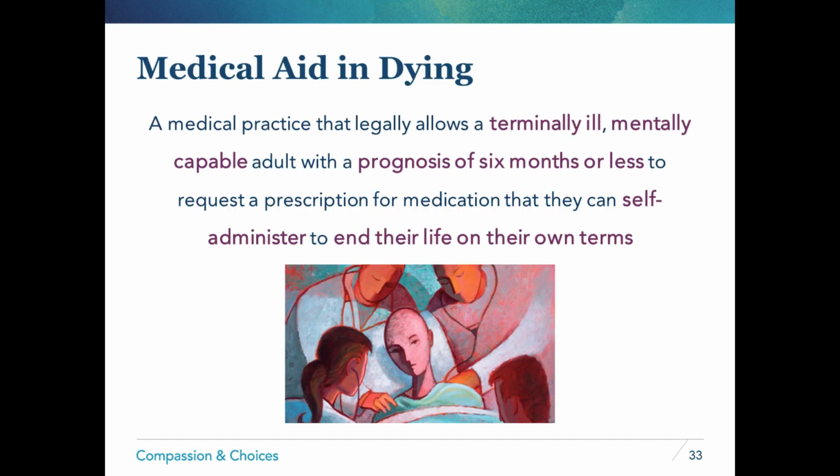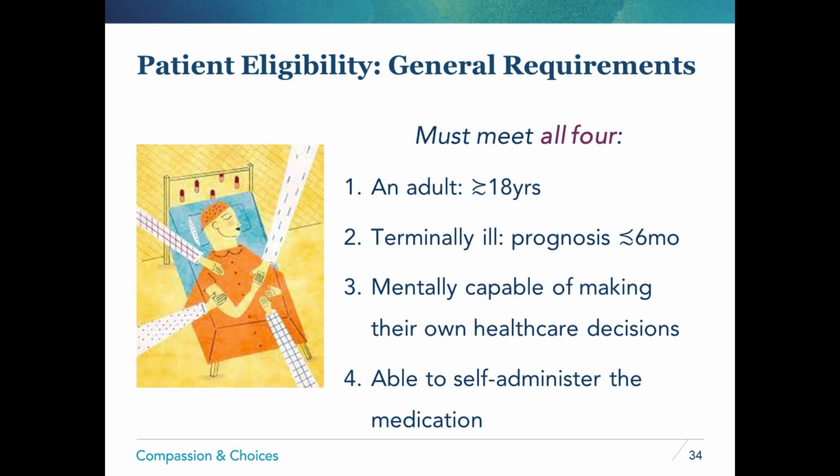So in some places in the United States, this is a legally allowed process in which someone who is terminally ill, meaning they have a prognosis of 6 months or less, and also has the capacity to make medical decisions on their own behalf and has the ability to self-administer, can request a prescription to take a medication and end their life on their own terms. Each jurisdiction where medical aid in dying is legal has very specific requirements. Common to all 11 jurisdictions are these 4 requirements.